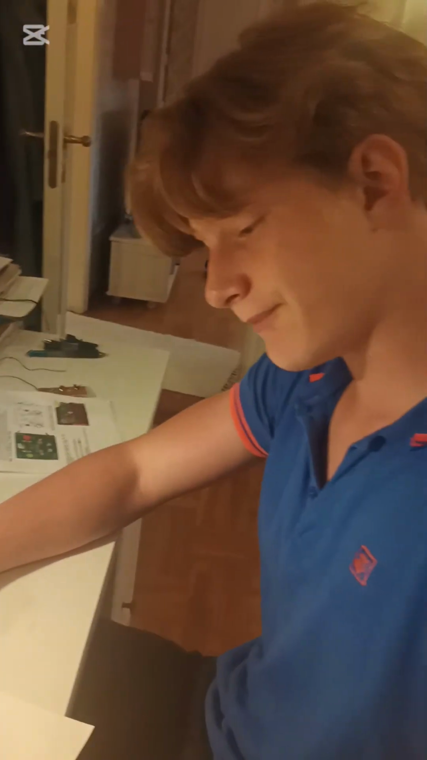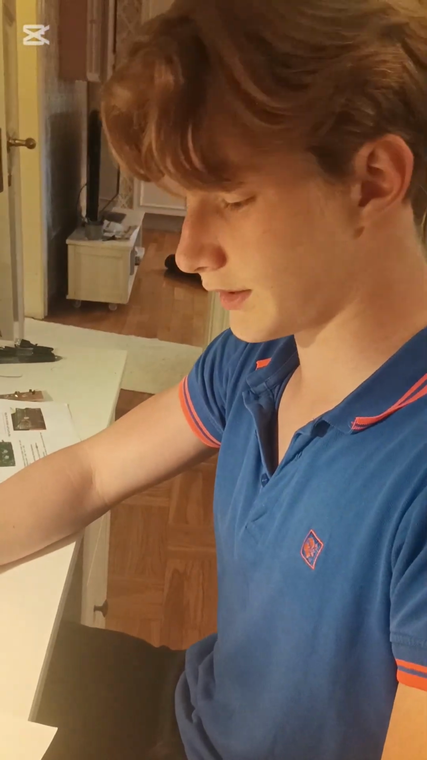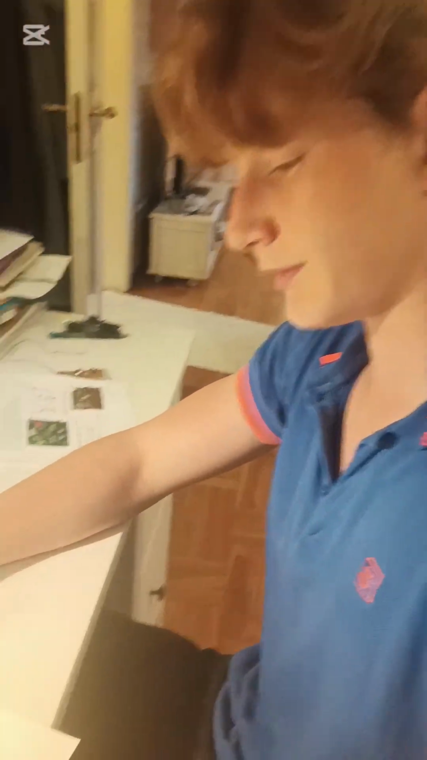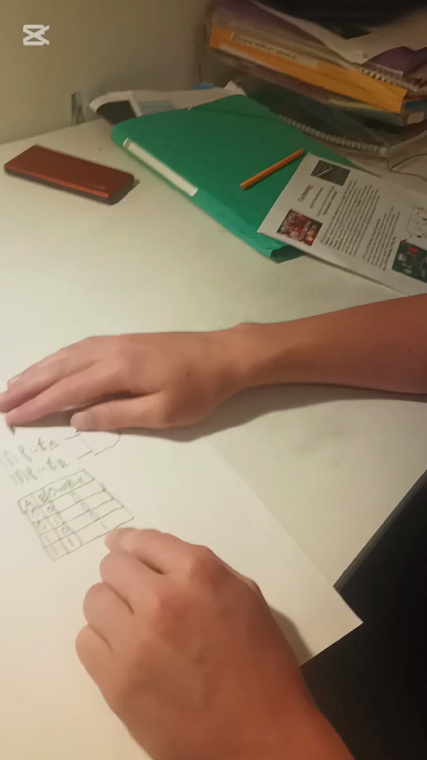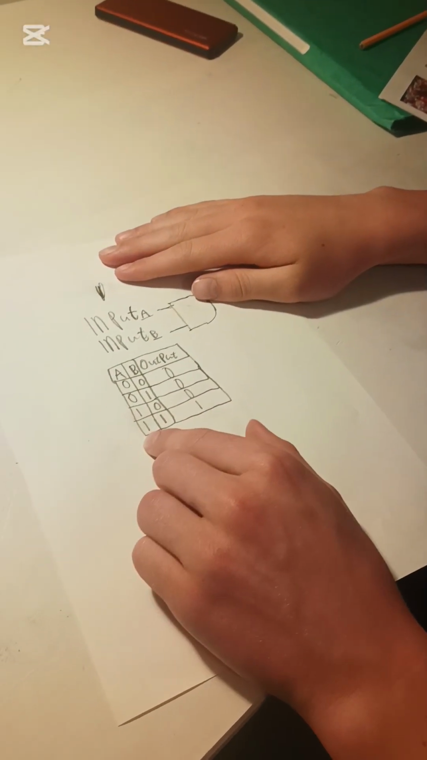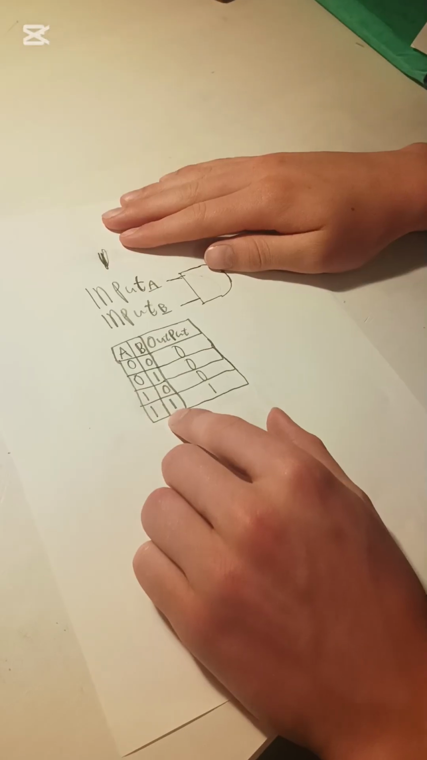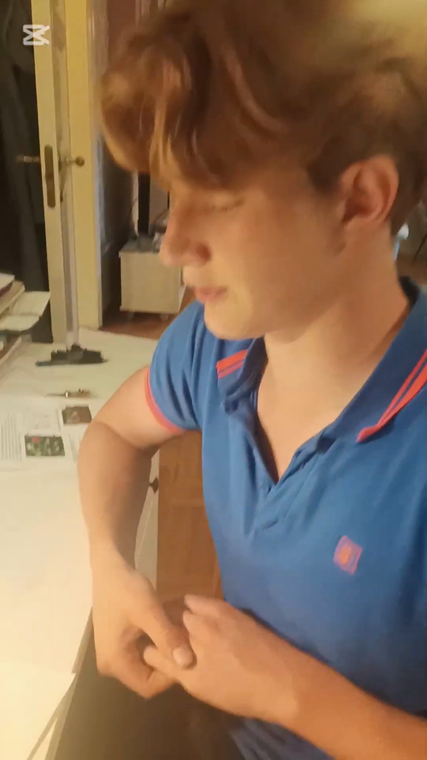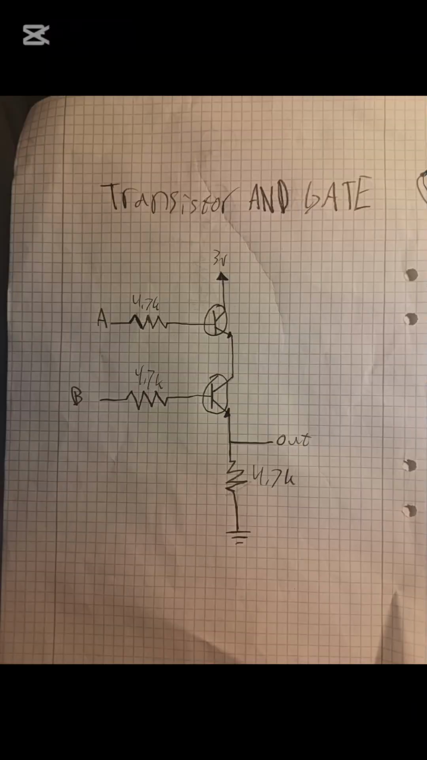So if gate A is open and gate B is closed, the output is also 0, so the LED won't turn on. And the LED will only turn on if both input A and B, so both gate A and B, are open. That is the only time that the LED will shine and that there is current in the output. Here is my design for my circuit.